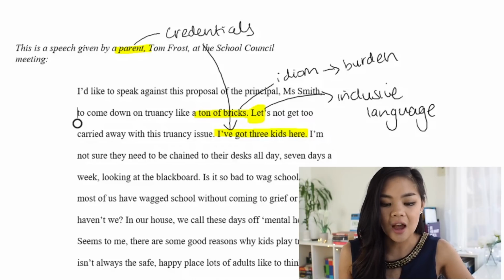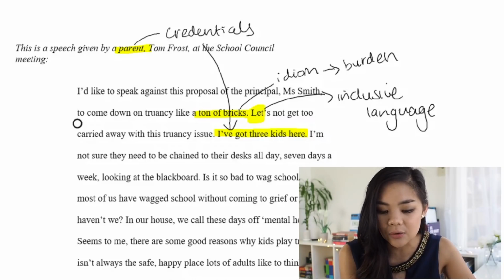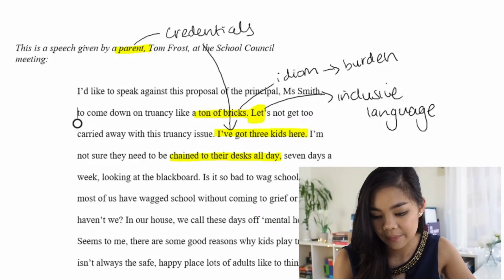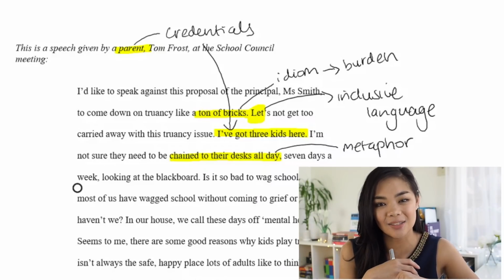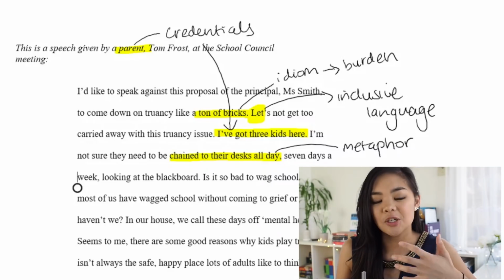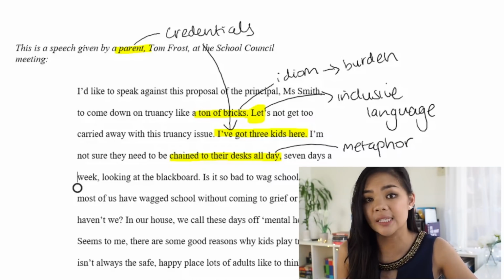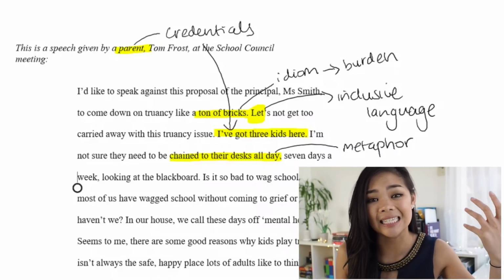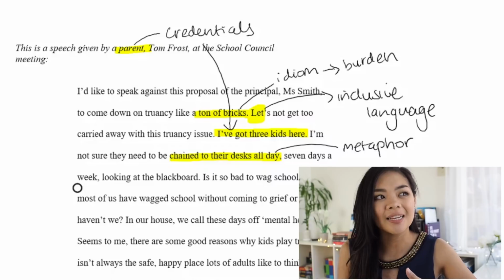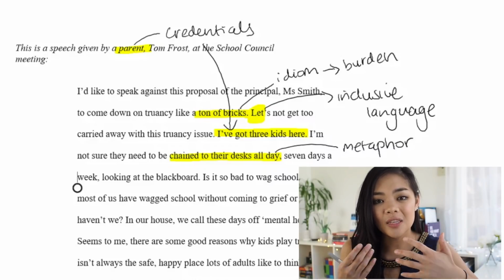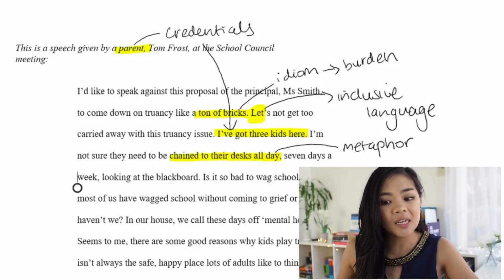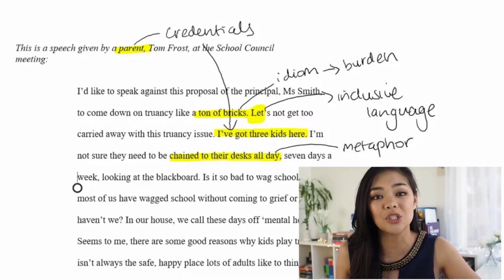He then goes on to say, I'm not sure they need to be chained to their desks all day. This is a great one. So this is a metaphor. So this metaphor of the children being chained to their desks all day, it doesn't sound great, does it? To be chained to something implies that you've been imprisoned, or that maybe it's even a liken to slavery. And so if we're thinking of kids as being imprisoned and enslaved, obviously, this is something that we definitely don't want, and so he really pushes us from supporting Ms. Smith's policy and feeling sympathetic to these students.